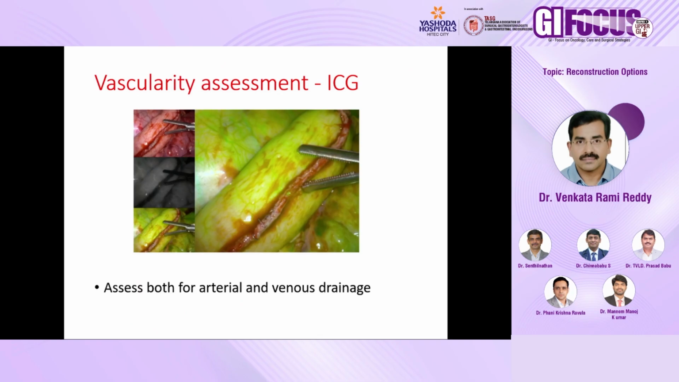It is not only important to see the arterial supply. You should also look at the venous drainage, the time taken for the enhancement, and how much time is taken for the drainage of the ICG. That all needs to be looked at. I think there is a topic on that, and they will discuss it.